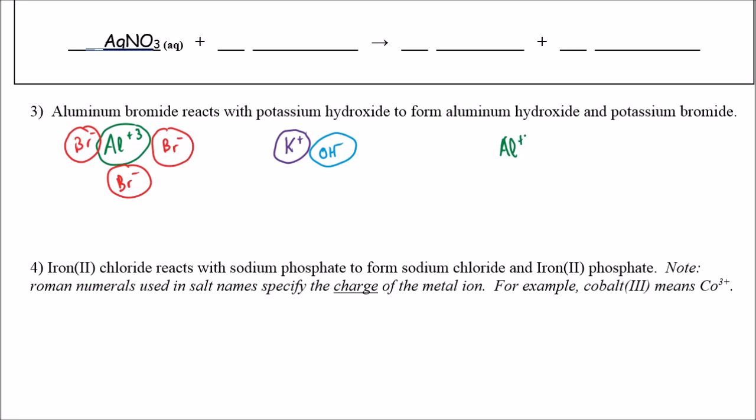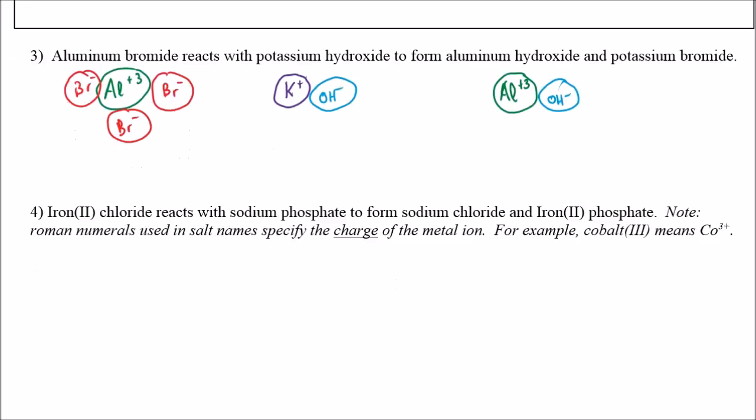Aluminum is the same plus 3 ion it was in the beginning. Hydroxide, OH with a minus. Small polyatomic ion. OH with a minus. You should see that we need more of them. We'll need another OH minus, and yet another OH minus. So 3 hydroxides will bond with 1 aluminum ion. That one's done.